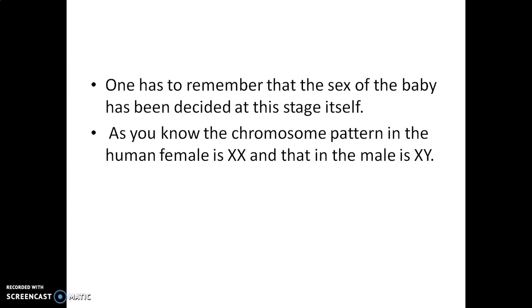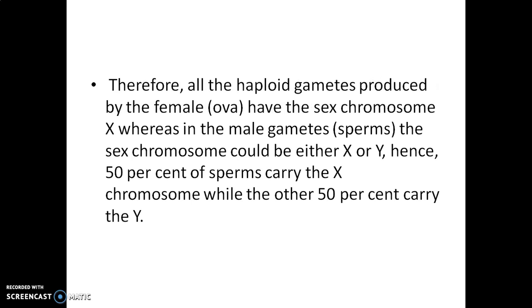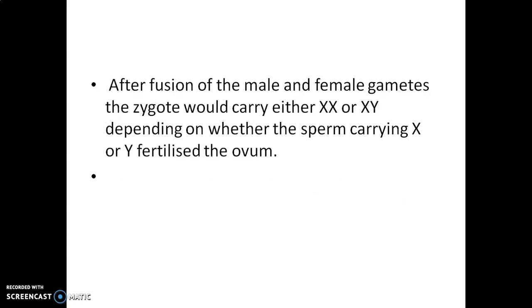As you know, the chromosome pattern in the human female is XX and that in male is XY. Therefore, all the haploid gametes produced by the female will contain only X chromosome, whereas the male gamete, that is sperm, contains either X or Y. Hence, 50% of the sperms carry X chromosome, while the other 50% carry Y chromosome. Then after the fusion of male and female gamete, the zygote would carry either XX or XY, depending on whether the sperm carrying X or Y fertilizes the ovum.